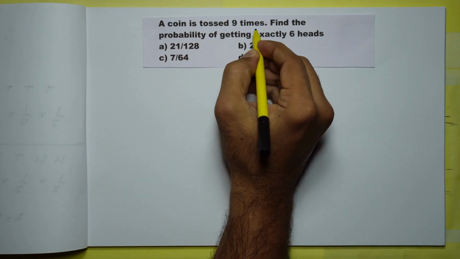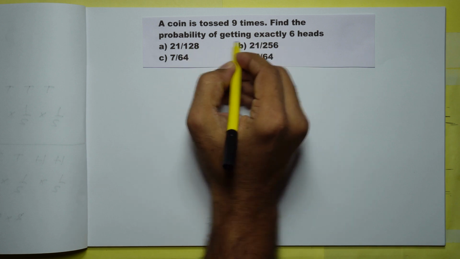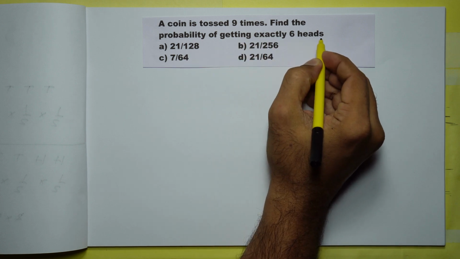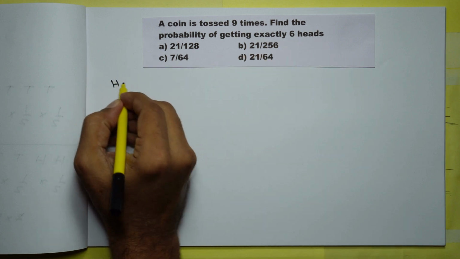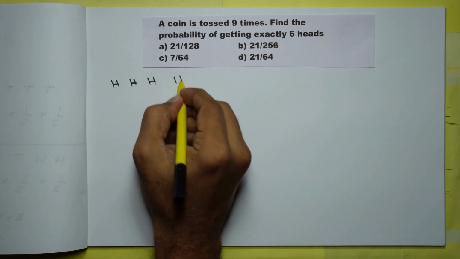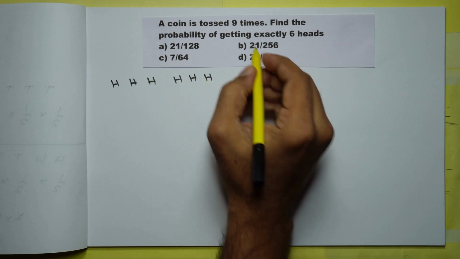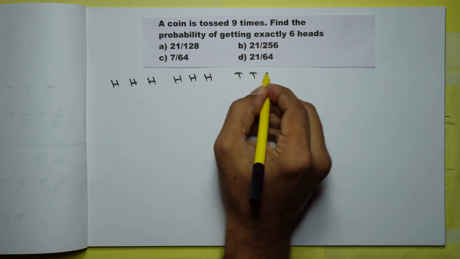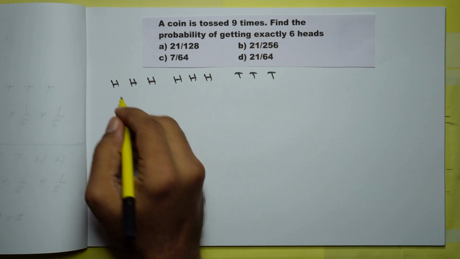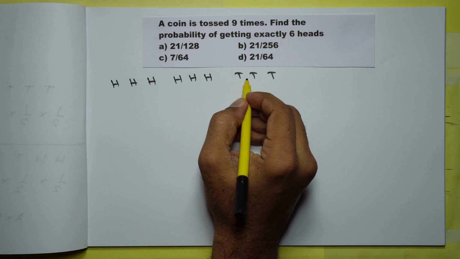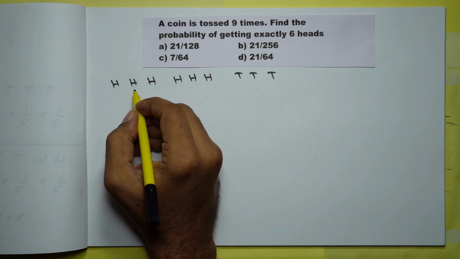A coin is tossed 9 times. Find the probability of getting exactly 6 heads. So one favorable outcome is initially you get the first 6 heads and then you get 3 tails. So altogether 9 tosses of a coin. So this is one favorable case. So let us calculate the probability of this.